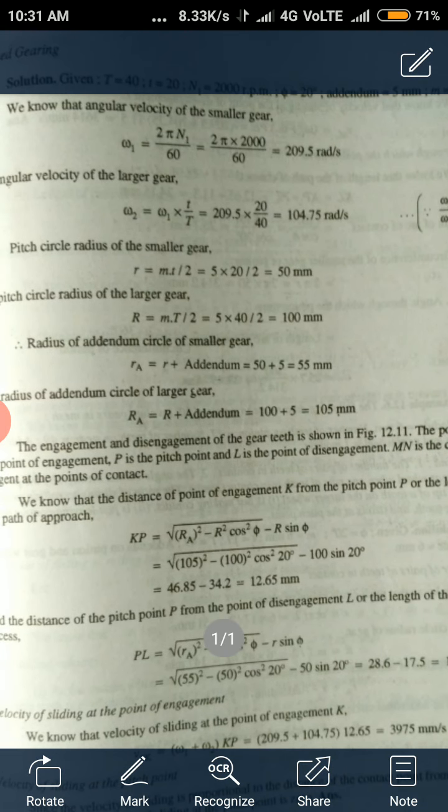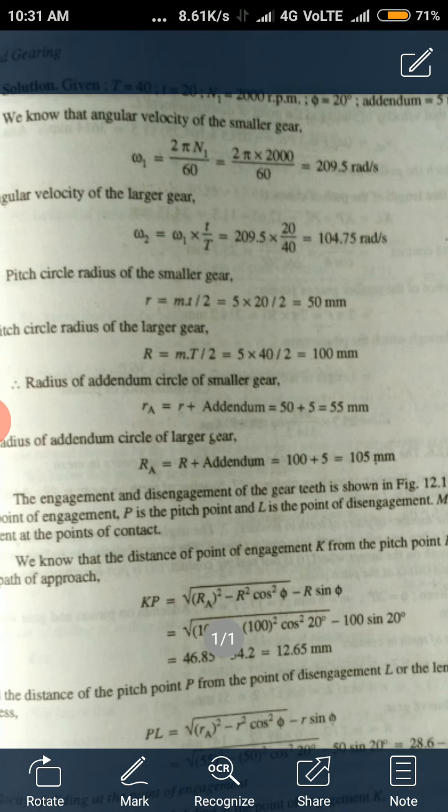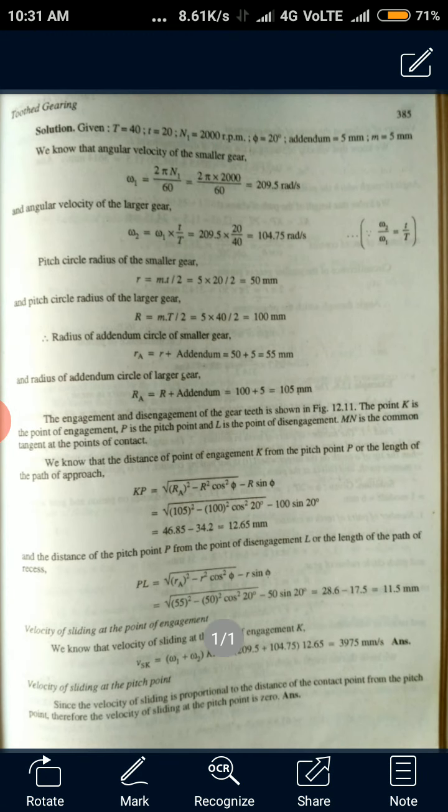So you see here, the number of teeth given for the gear, capital T equal to 40, small t equal to 20, n1, speed of the pinion, 2000 rpm, pressure angle phi equal to 20 degrees, addendum 5 mm, module 5 mm. Okay, so what is the formula?